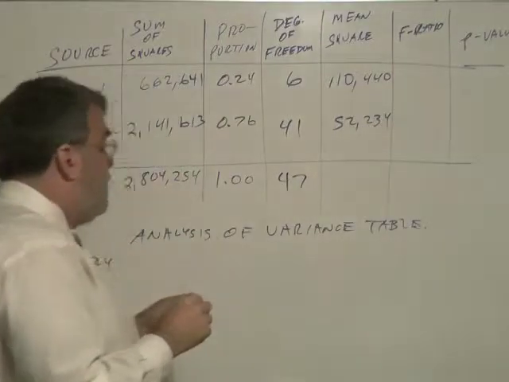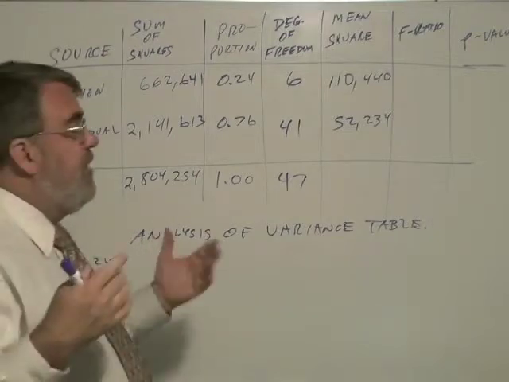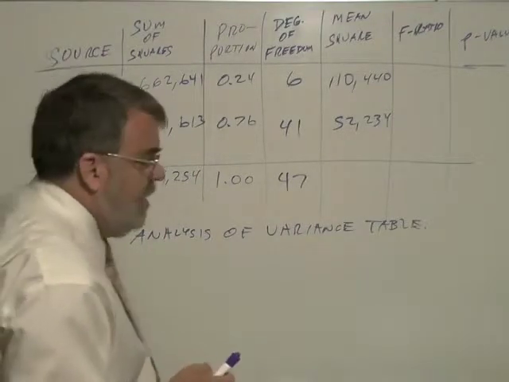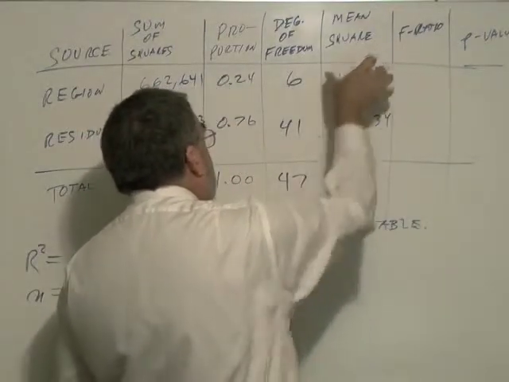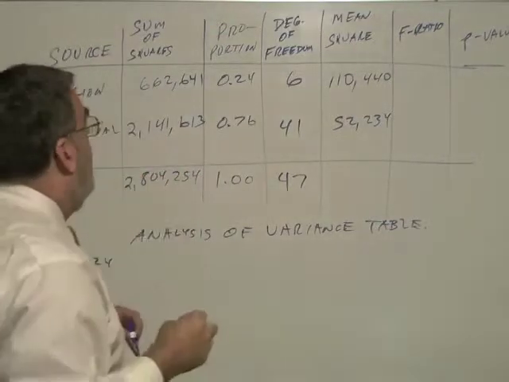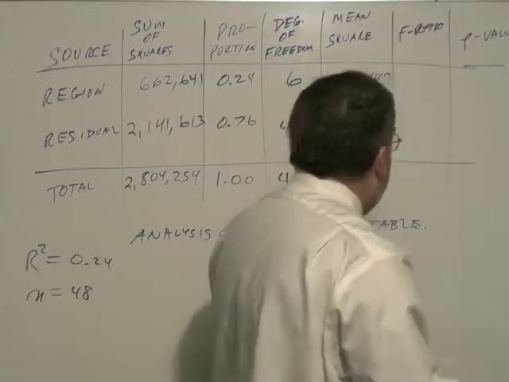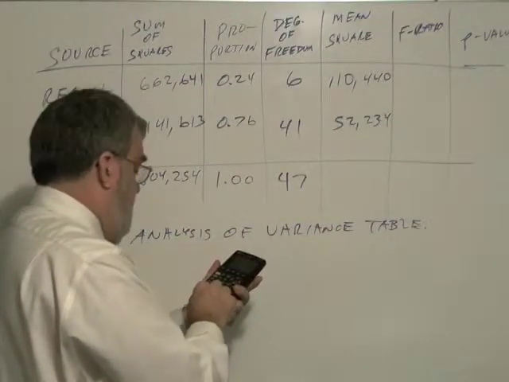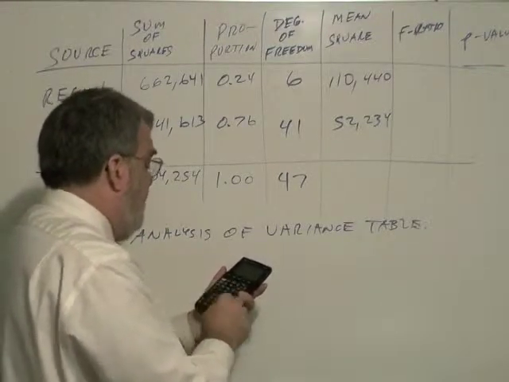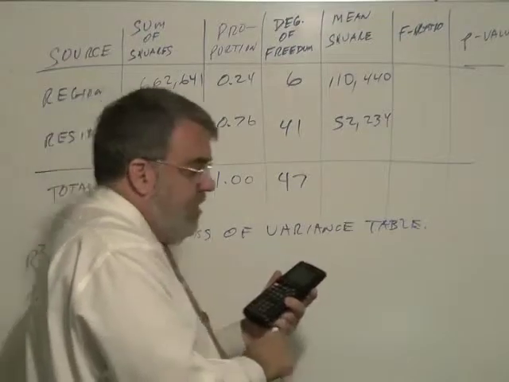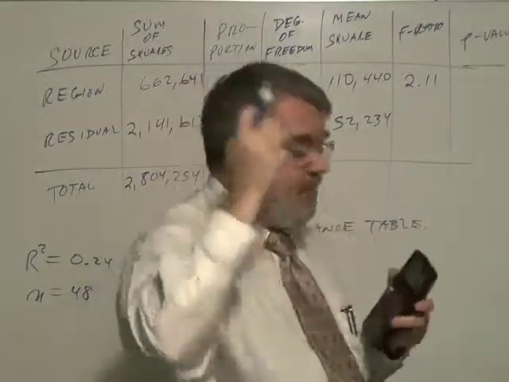52,234. There we go. So those are called the mean squares. And again, it's just a device that will eventually lead us to the p-value. Now the F ratio, this number, you get by taking the top mean squared divided by the bottom mean squared. And so we'll take 110,440 divided by 52,234. So 110,440 divided by 52,234 is 2.11. So that's the F ratio for this data.